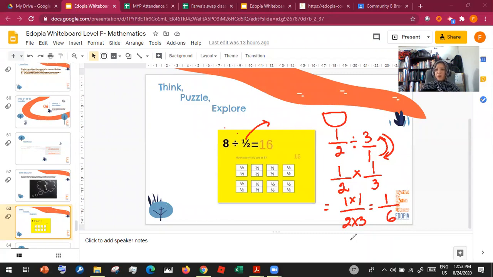This is how we divide when you have to divide a fraction by a whole number.